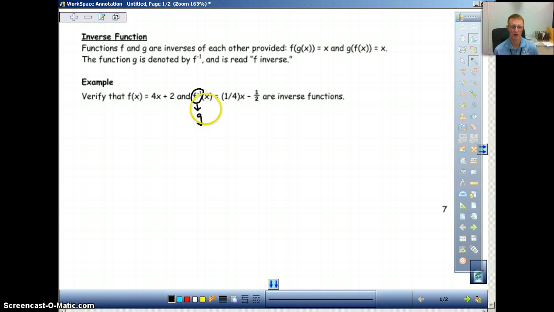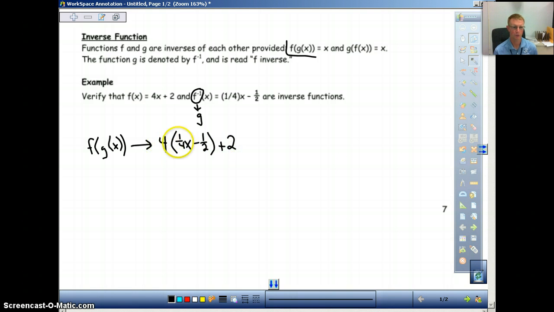Because we can interchange that. It doesn't matter. We just want to be able to match it up with what's up here. So what we're going to do is take our two functions here and do our composite. So it looks like this. f of g of x is going to look like 4, and then in parentheses will be 1/4 x minus 1/2, and then we have plus 2.